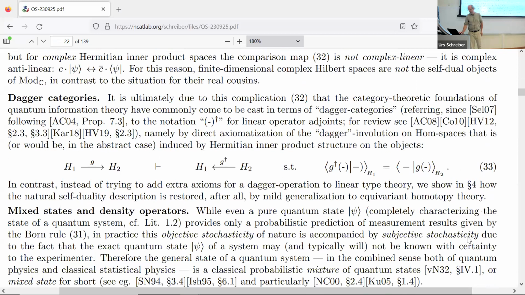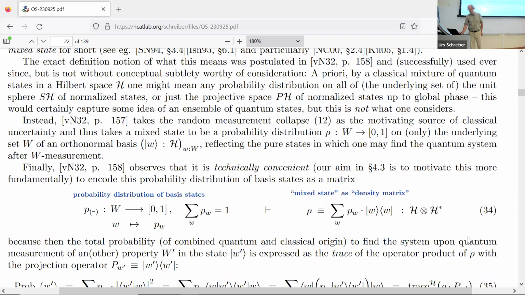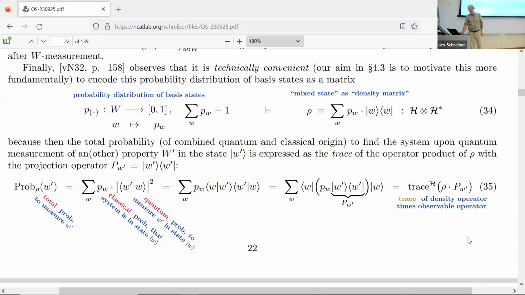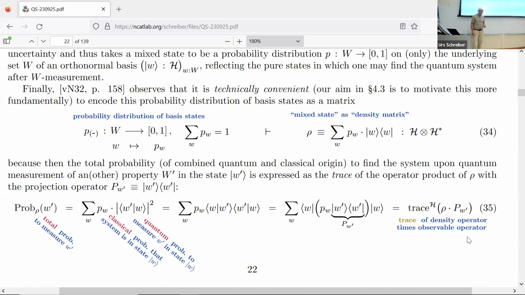So let's skip over something here that's important for something else today. And now, this is okay. So this was basically how the Born rule gives the probabilistic aspect of quantum physics. And now we want to get into this idea of mixed states.